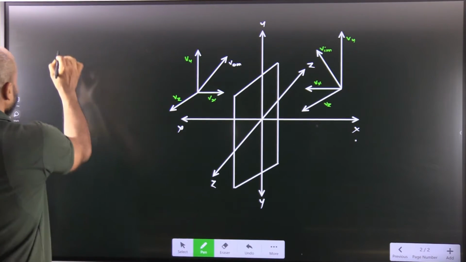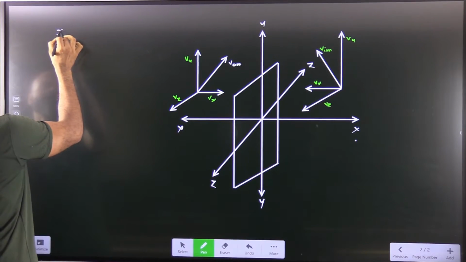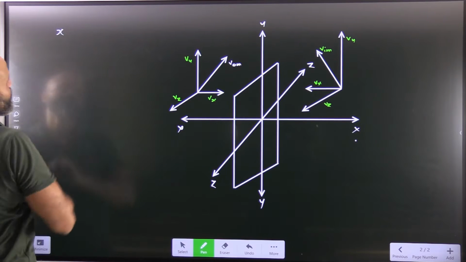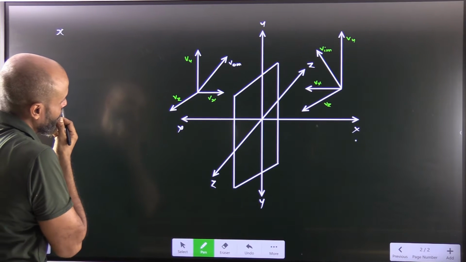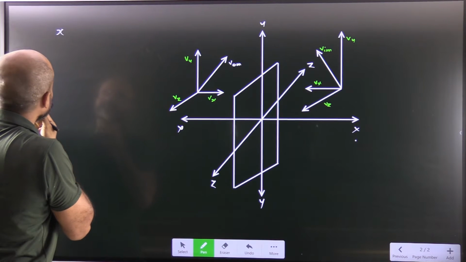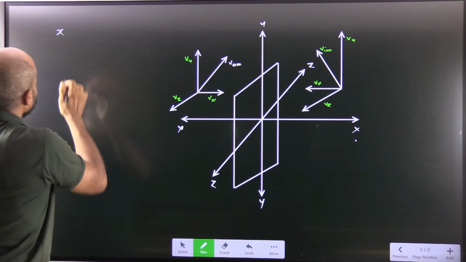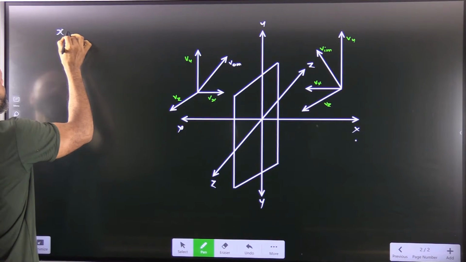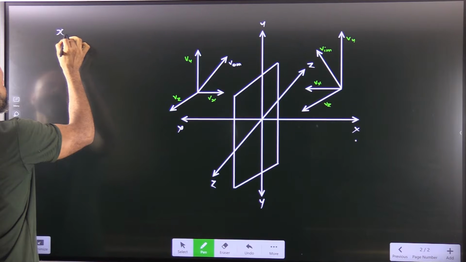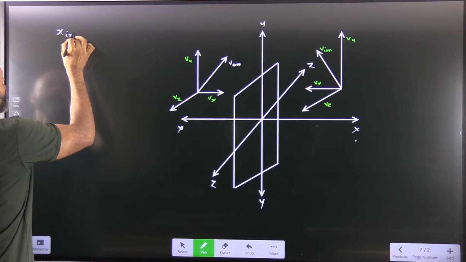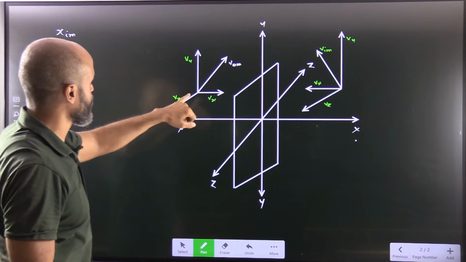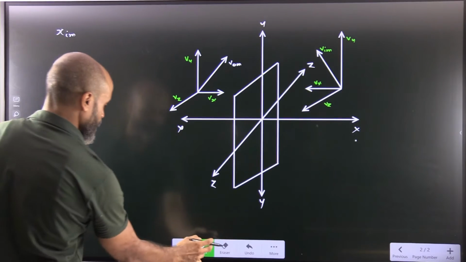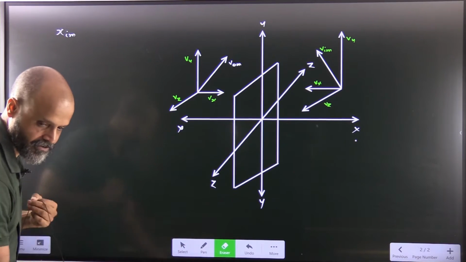Now, if I happen to take x, which is basically the displacement along the x-axis, x with respect to, so let's say we have kept the object here, and I'm so sorry here.